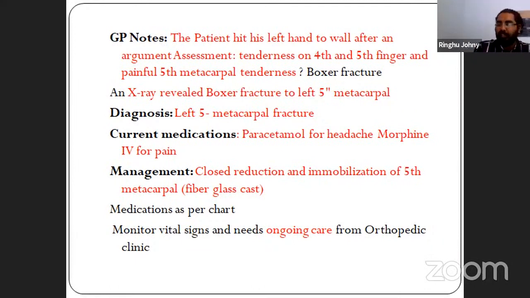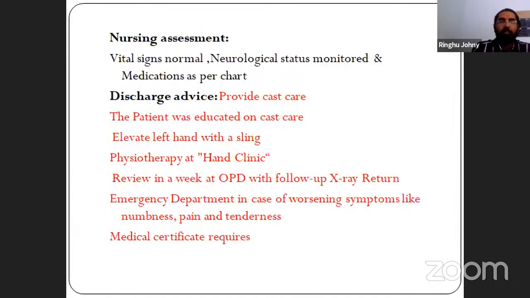Another thing, ongoing care, which is also very important. Nursing assessment: vital signs normal, neurological status monitored, medications as per chart. It's all repetition and there is nothing to write because it says normal. Even in neurological status, it's not mentioned that something is going wrong. So if everything is shown as normal, there is no need to write it out.